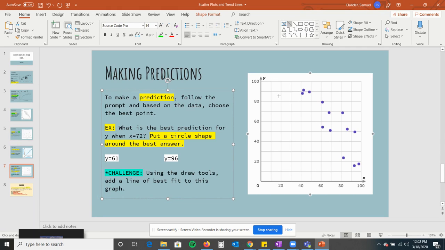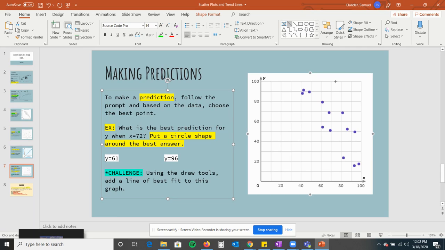All right, let's see what we got. We got 72 for x, so if we're right about here, then is our y going to be 61, somewhere around there, or is it going to be 96 up here?